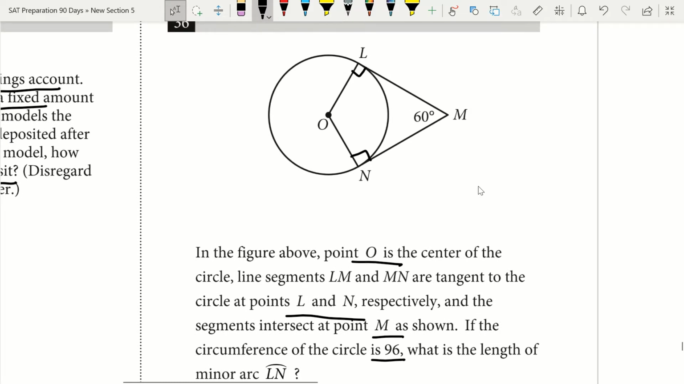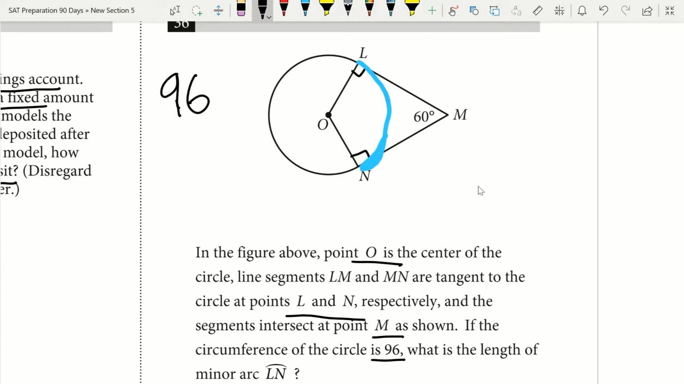All right, so arc LN, I'm going to put it in blue so you can see it better. It's going to be right here. Okay, that's arc LN. So we got to solve for that. Now we're told that the circumference is 96. So we got 96 as our circumference. Now we have to solve for the length of minor arc LN.